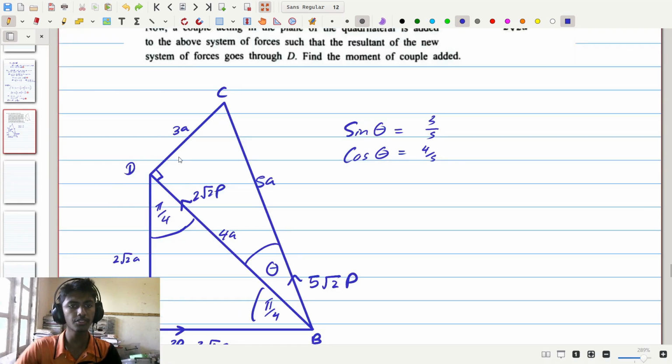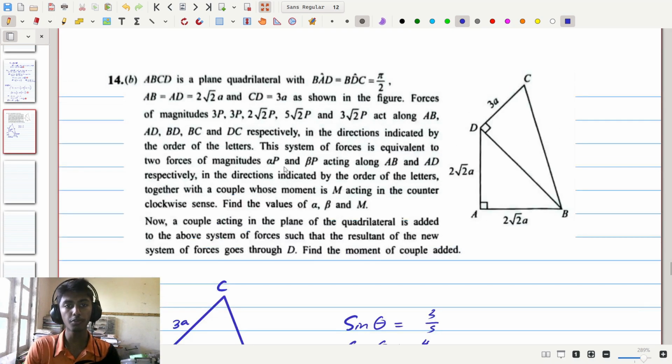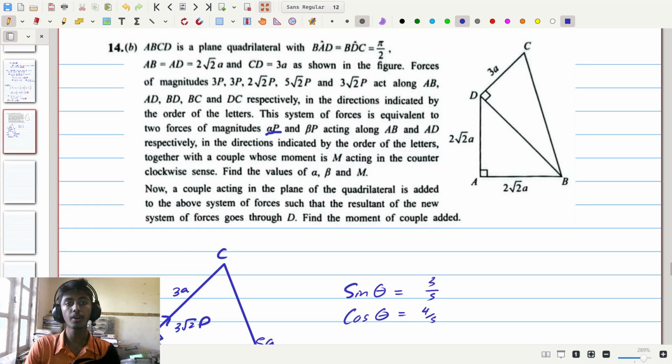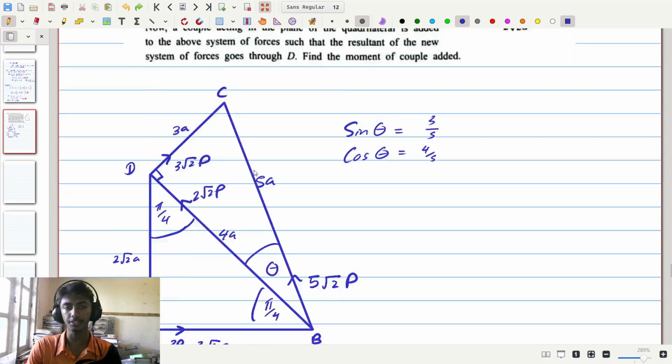So in the DC direction the 3 root 2p force, and those are all of the forces in the entire system. So now they're saying this is equivalent to alpha p plus beta p and another moment of m, the alpha p being in the AB direction, the beta p being in the AD direction, and the m being a moment in the anticlockwise direction.